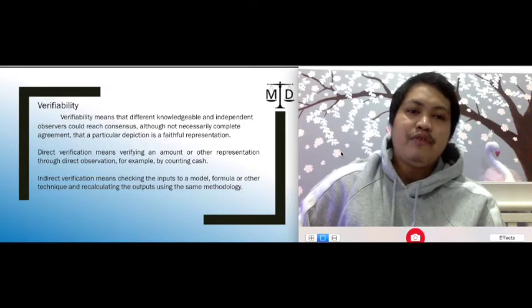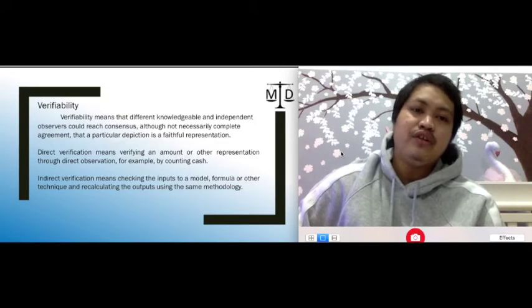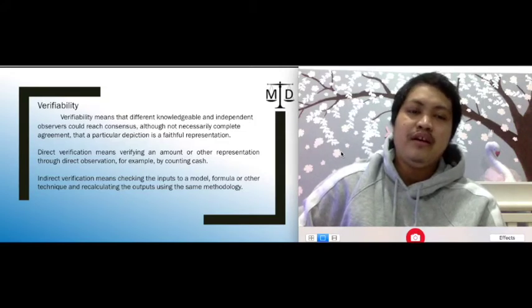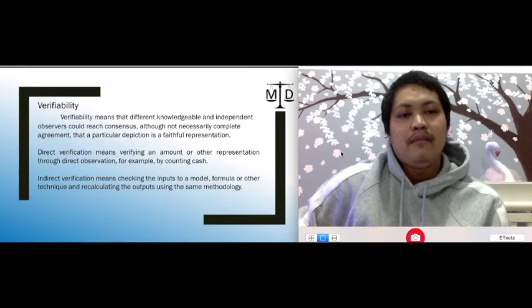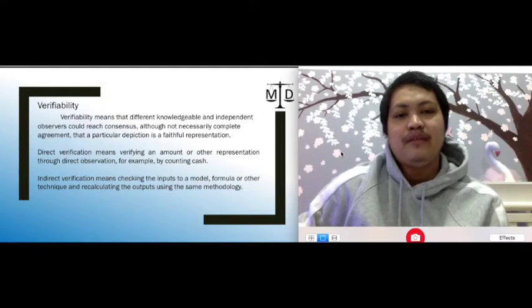A good example for this one would be verifying the inventory cost estimation of a company. You verify the amount of inventory reported by the entity not by making an inventory count, but by reviewing and verifying the process used by the entity as well as the inputs that were used.